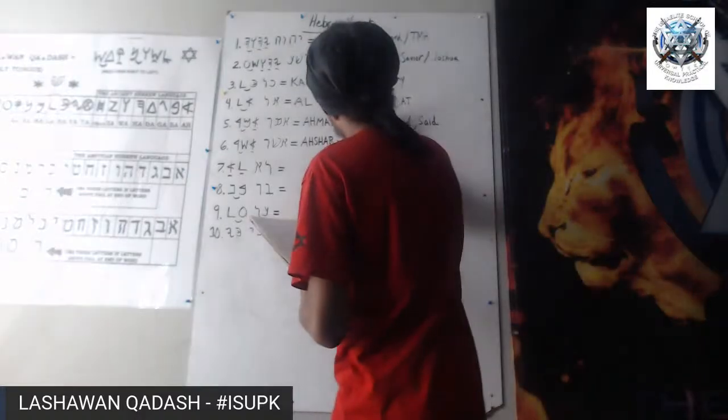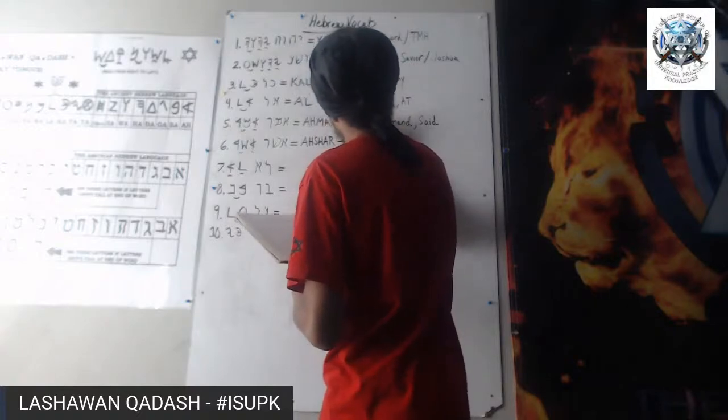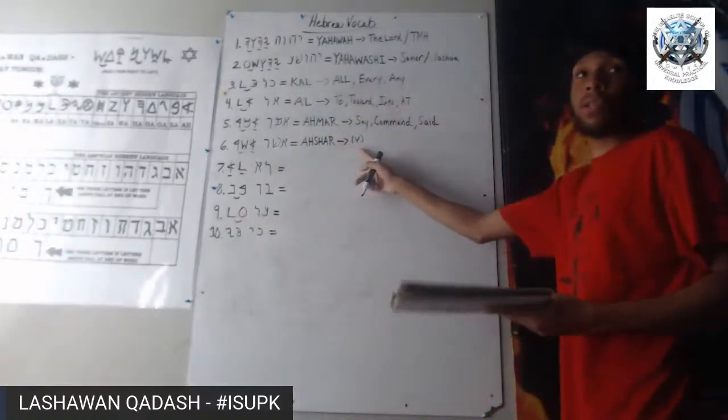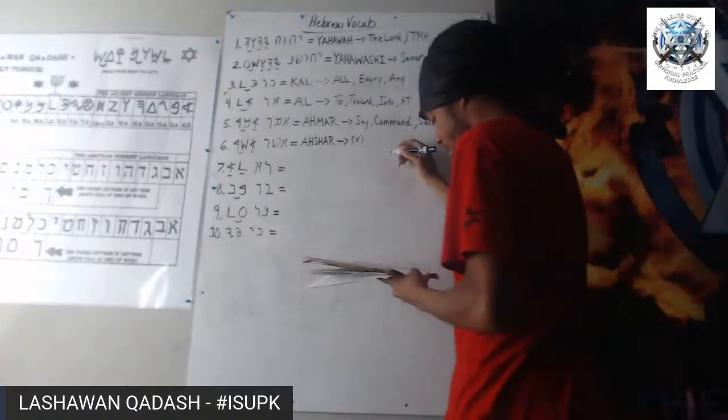Now, what does it mean? So it's going to be a verb. So V in parentheses is going to stand for verb. Verb, okay. Yep.